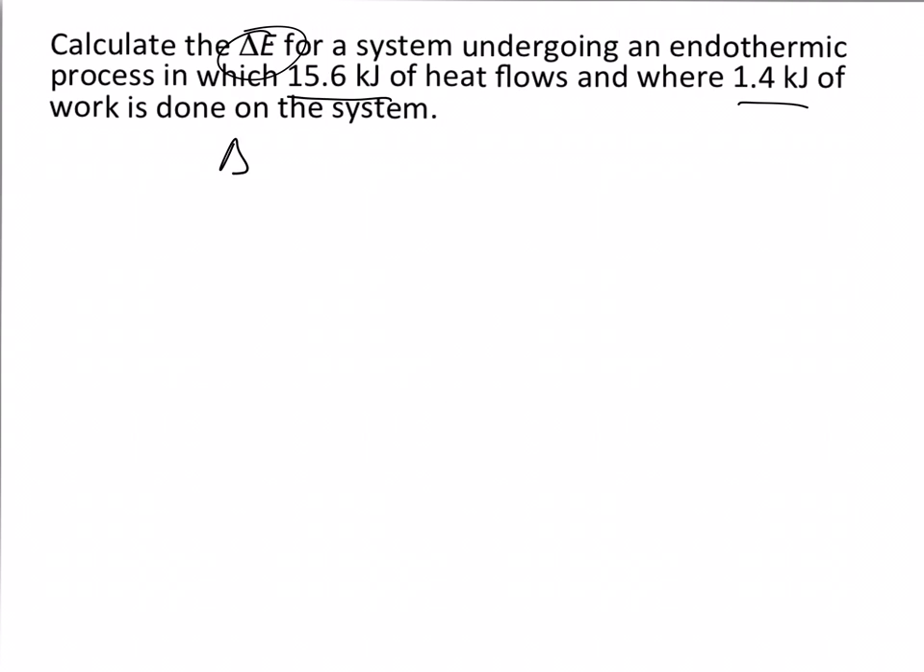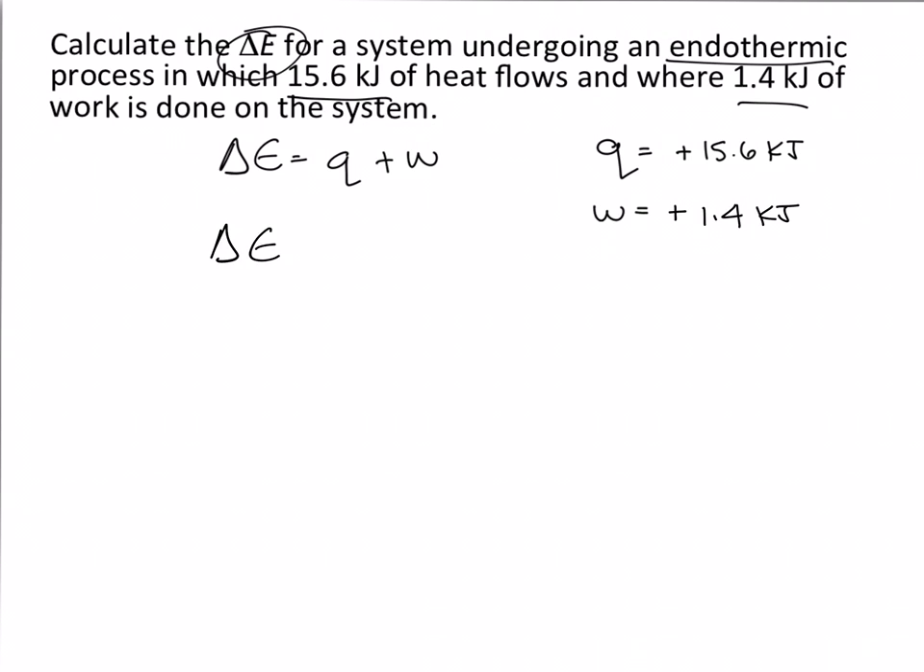In this context, we're going to be using this equation, because we're looking at the internal energy of this specific system. We need to look at what's happening to our Q and W with respect to the system. Q in this case is going to be a positive 15.6 kilojoules because the system is absorbing heat, because it's an endothermic process. And our work value is also going to be positive because the work is being done to the system. So we're going to take these values and plug them into our equation.